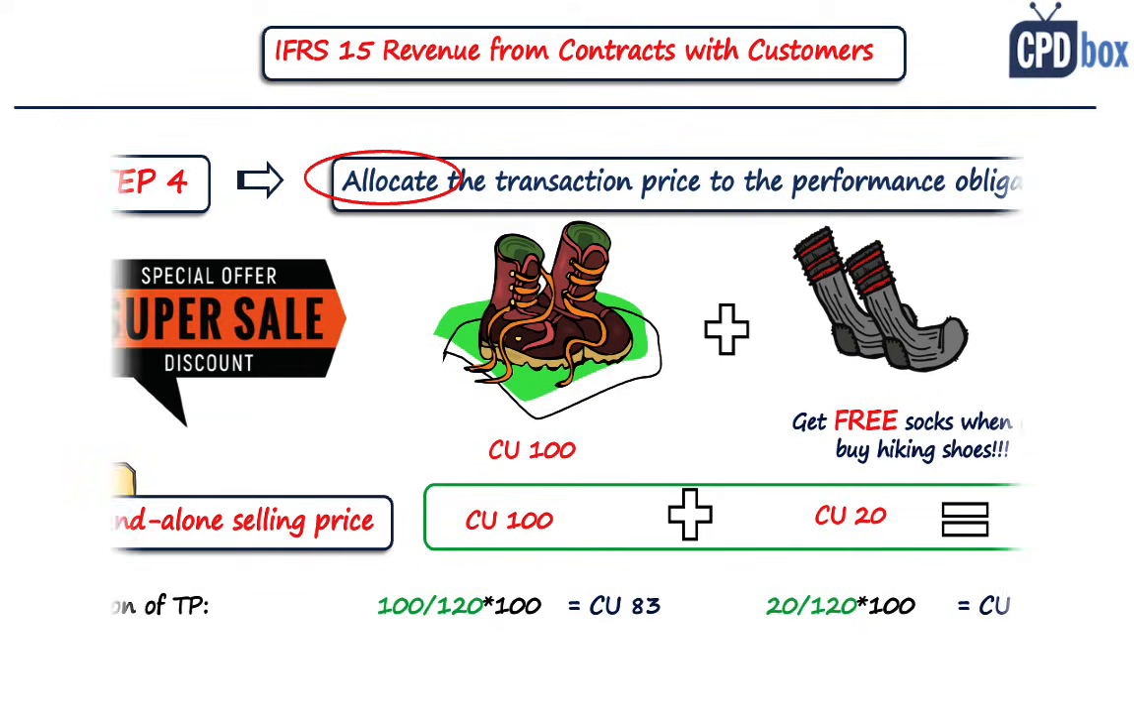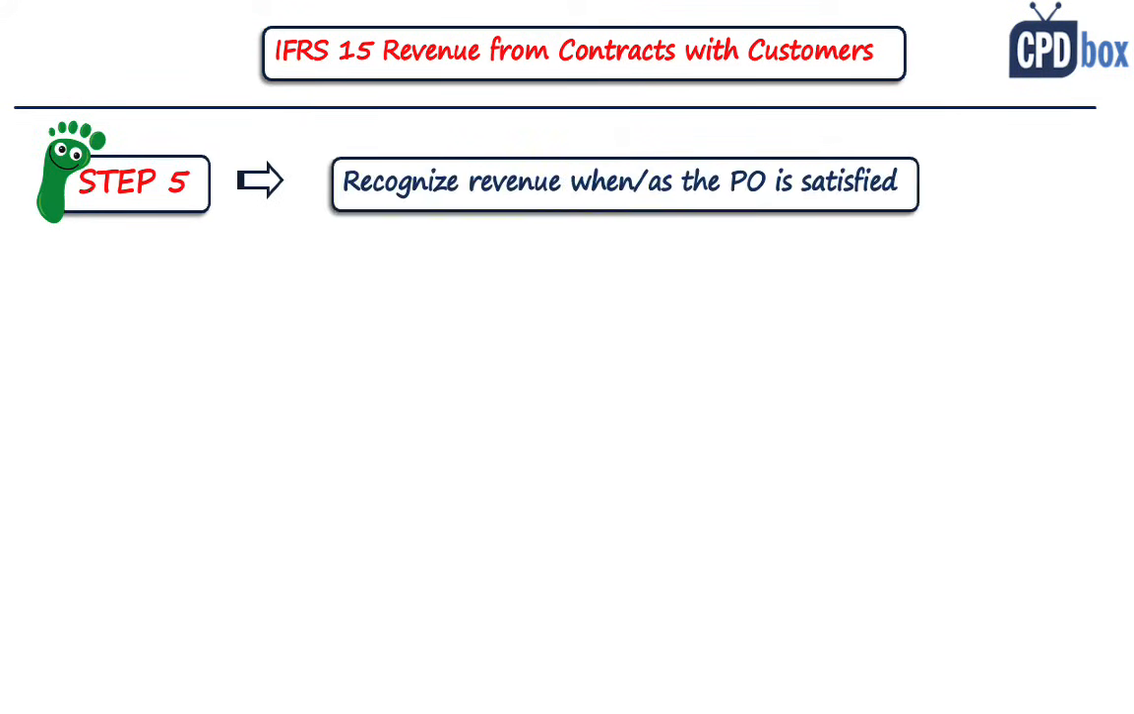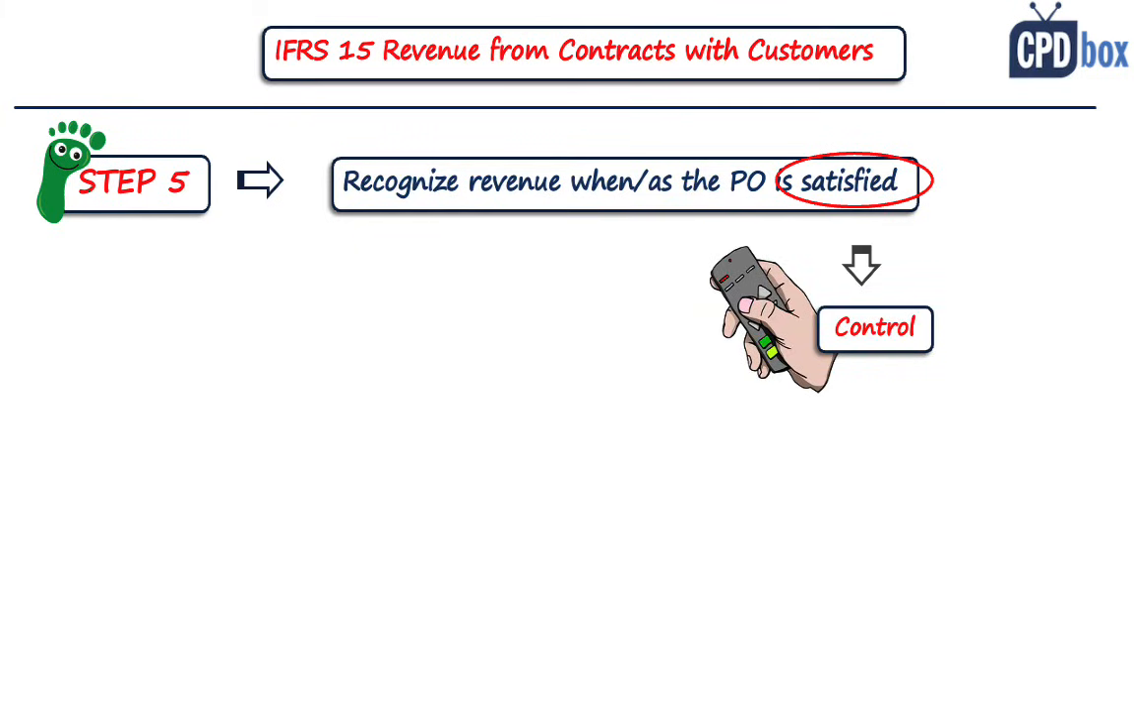The final step in the revenue recognition model is to recognize revenue when or as an entity satisfies a performance obligation. And it is satisfied when a promised good or service is delivered to a customer or transferred, and that happens at the moment when the control of that good or service is transferred.